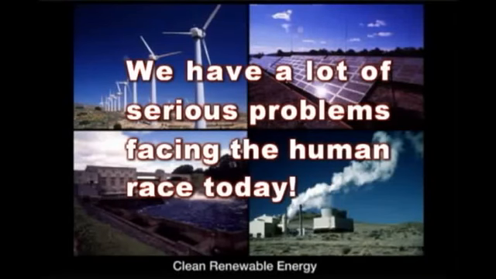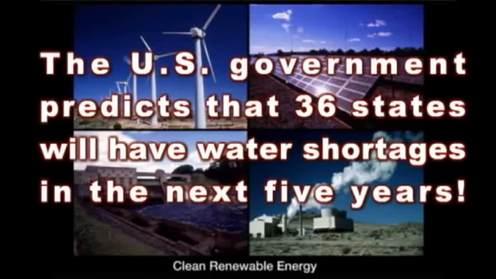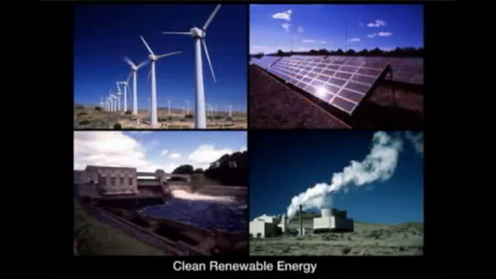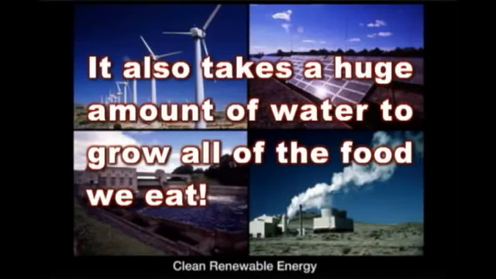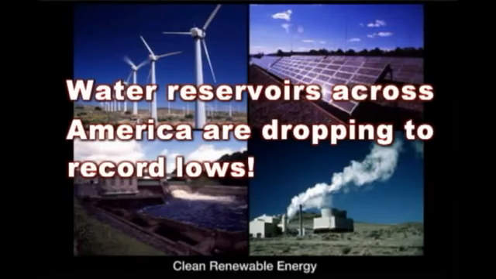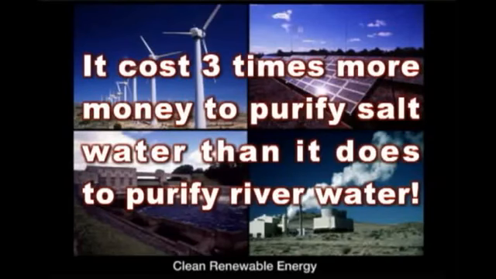We have a lot of serious problems facing the human race today. The U.S. government predicts that 36 states will have water shortages in the next 5 years. This is due to higher temperatures, droughts, urban sprawl, waste, and population growth. It also takes a huge amount of water to grow all of the food we eat. Water reservoirs across America are dropping to record lows. There are effective ways to turn seawater into drinking water, but it takes a lot of electricity. It costs 3 times more money to purify salt water than it does to purify river water.